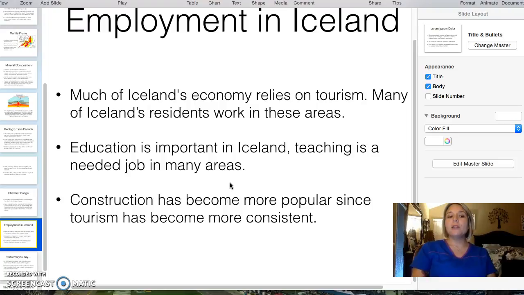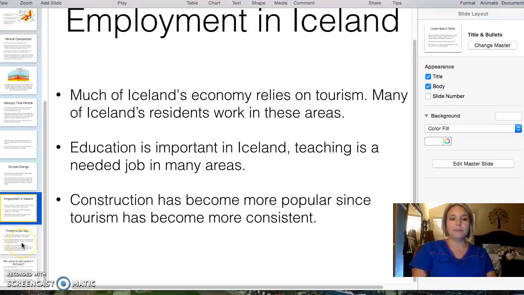Construction is a new important job there because there is so much more popularity to the place. They do need more hotels built and more areas to hang out and activities to do. So construction is very popular right now.